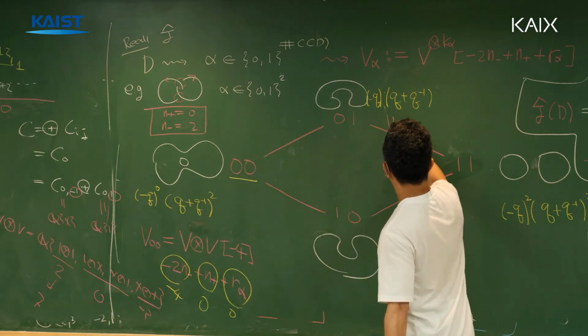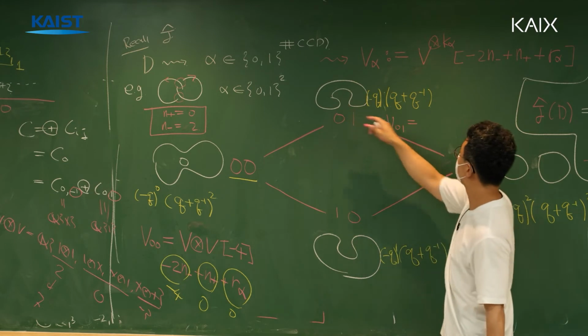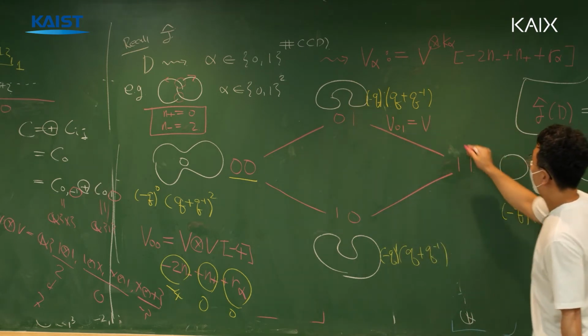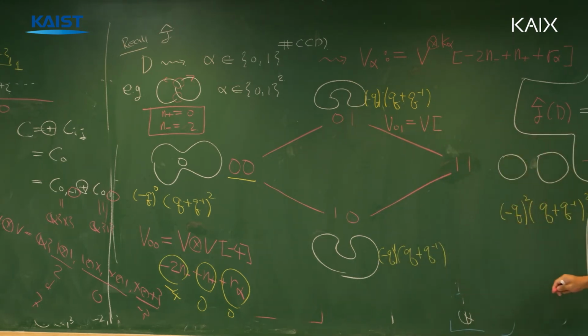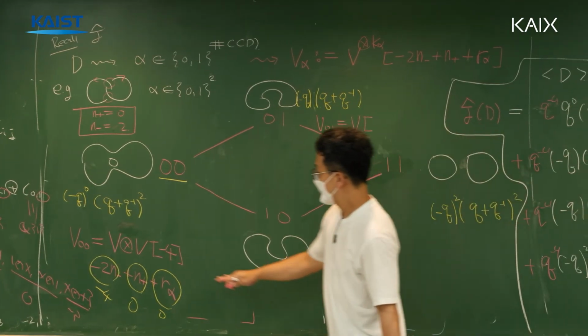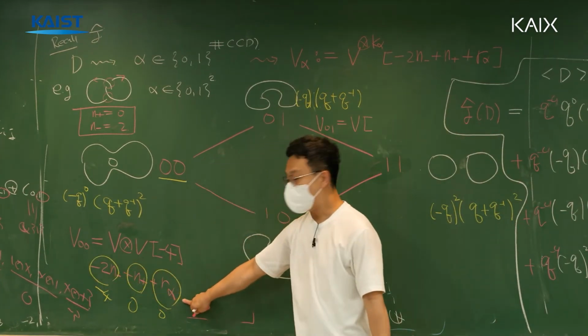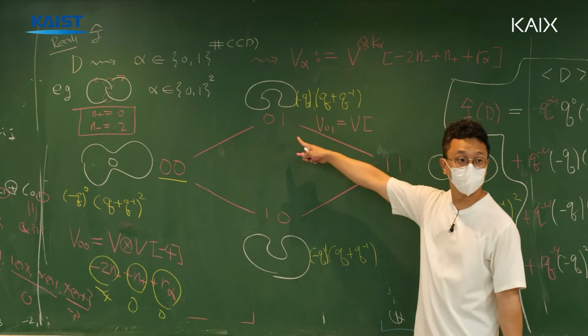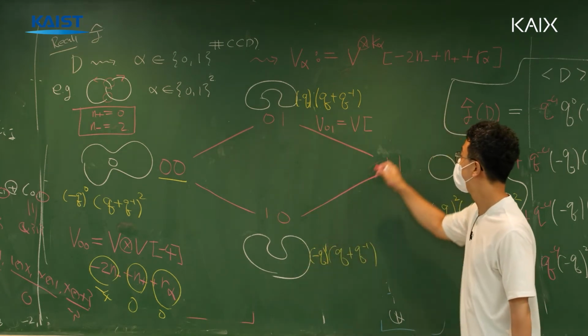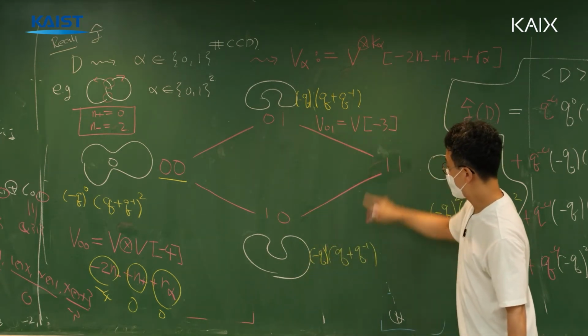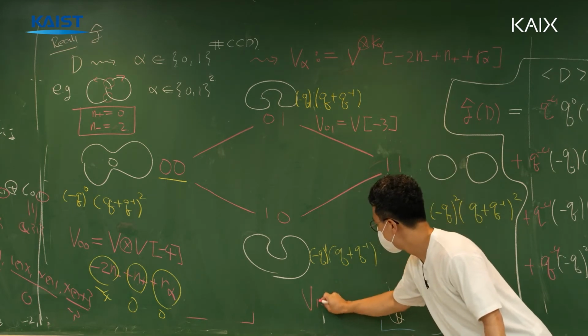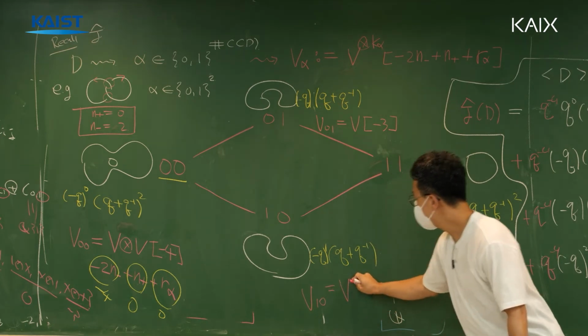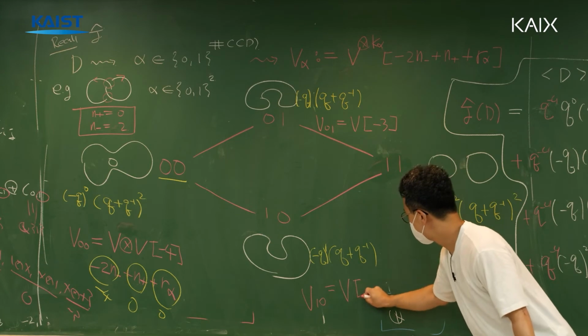So V of 0, 1. There's only one circle, so it's just V. For the grading shift, this is exactly the same thing, but I have 1, 1 in 0, 1. So I'll be just adding 1, right? So I have -3. The same thing for here, V of 1, 0 is V.